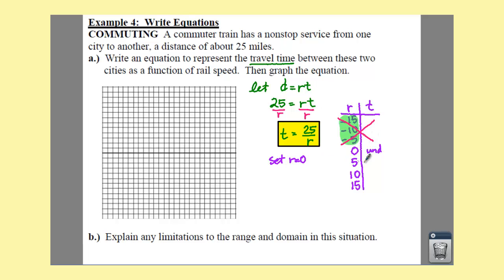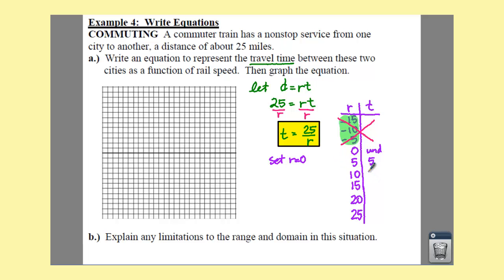So we're going to extend our table a little bit and maybe make our rates a little bit larger. So we're going to go 20 and 25. So now by plugging these values into your equation, if you have 25 divided by 5, that is going to give you 5. And this would be your travel time in, oh, what's it say? Doesn't even say.